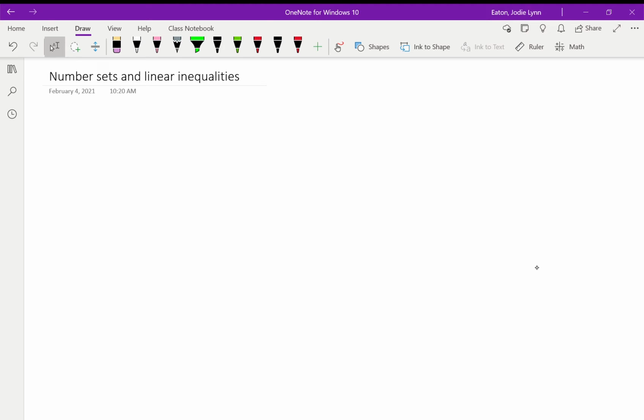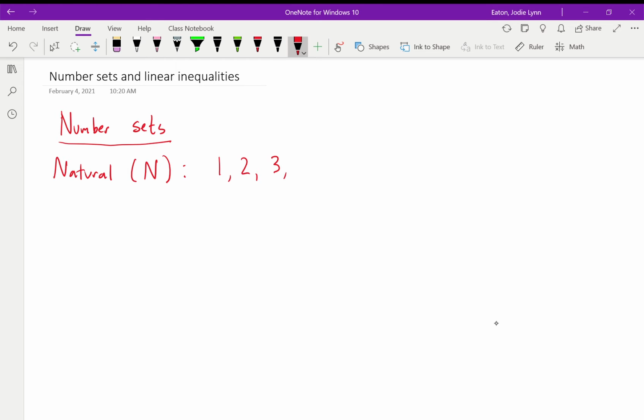We're going to start off just by reviewing a few things about numbers and number sets. If you recall, we have a few different number sets, and we use a single letter to abbreviate those number sets. Our natural numbers are the numbers you start out learning in kindergarten and grade 1. These are your counting numbers: 1, 2, 3, 4, and so on.